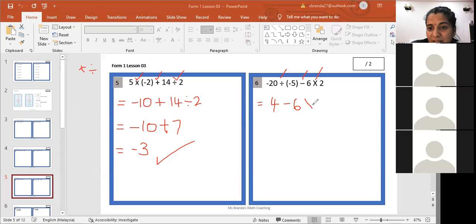4 minus 6 times 2. All right. So now we do the multiplication part. So you write your equals. 4 minus, what is 6 times 2? 12. Now, if you skip any of these parts and you try to skip it and do it in your brains, sometimes, in fact, most of the times, you may get it wrong. So do try to follow the steps. Now, what is 4 minus 12, guys? -8. Very good. -8. Okay.